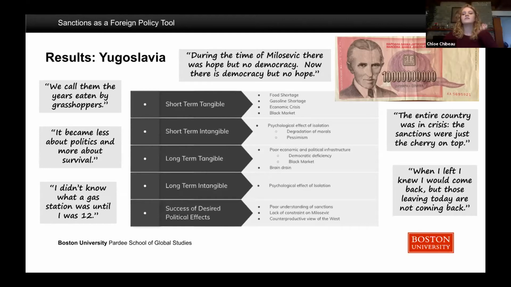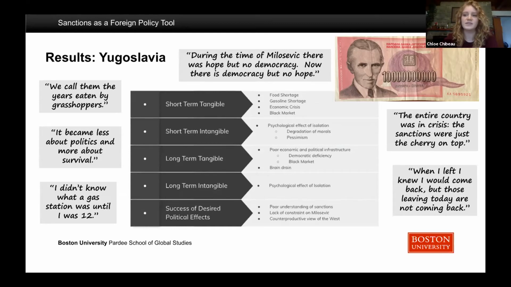Active sanctions on Yugoslavia affected the entire population, regardless of their involvement in the conflict. The country faced extreme food shortages, gasoline shortages, and hyperinflation. You can see in the upper right-hand corner a $10 billion bill that one of my subjects gave to me while I was in Serbia. Nobody was spared from the economic crisis. People were affected across socioeconomic strata.